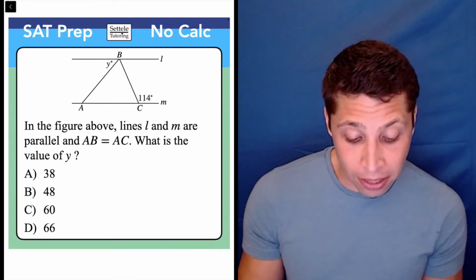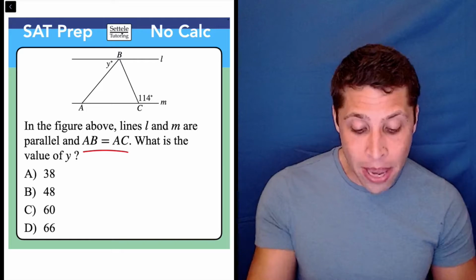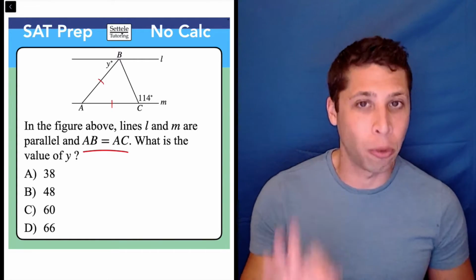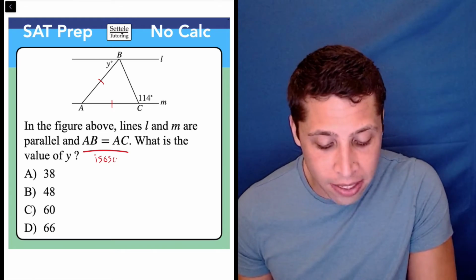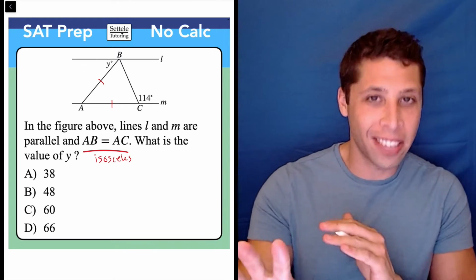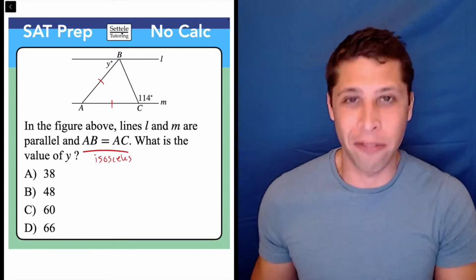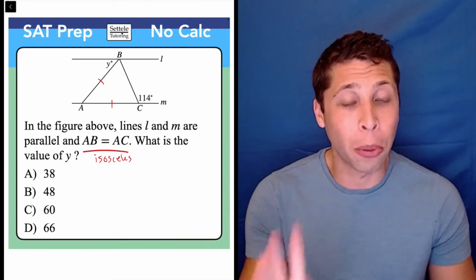So we can start by using what they already gave us, that AB is equal to AC. So that means that this is an isosceles triangle. We'll get back to that in a second, but the SAT likes to kind of sneak this in there without telling you it's isosceles. They're going to give you some other way of knowing that it's isosceles. So you've got to make sure you put everything on the picture.